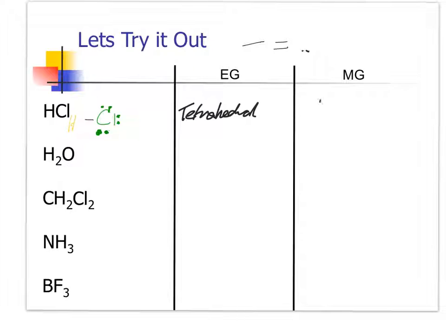And that makes this linear. And that does say linear. It's not written out very nicely. But it is linear for my geometry. If I built this, we would actually see that it does form a nice 180-degree angle. Now the next one we're going to do is water.